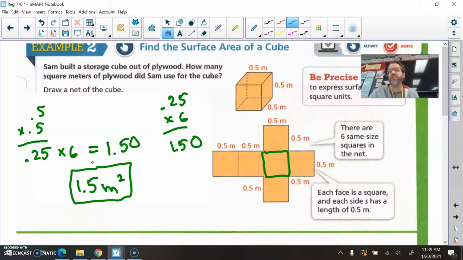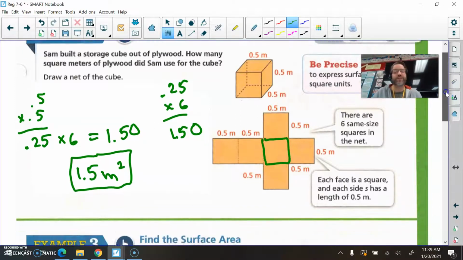Oh, cubes. If only every question was a cube. Wouldn't that be nice? All right.